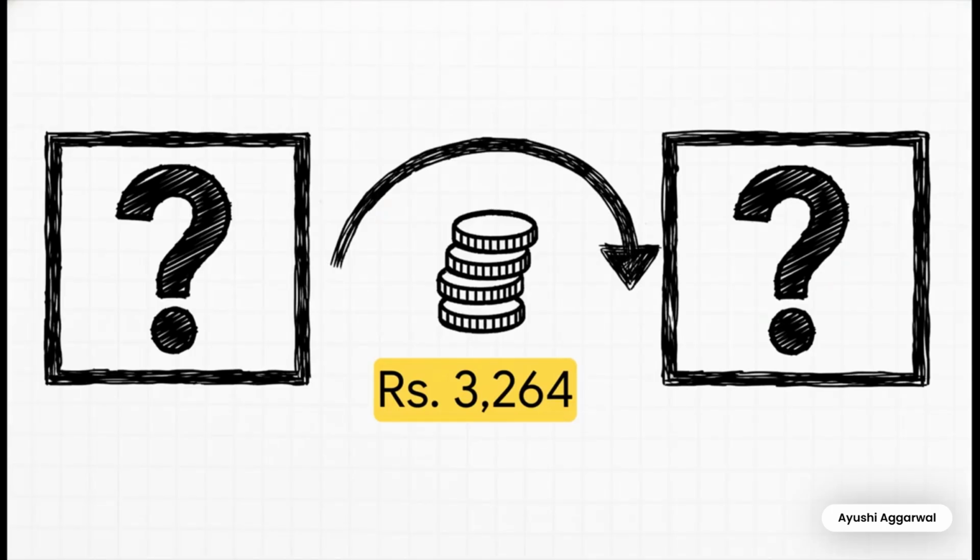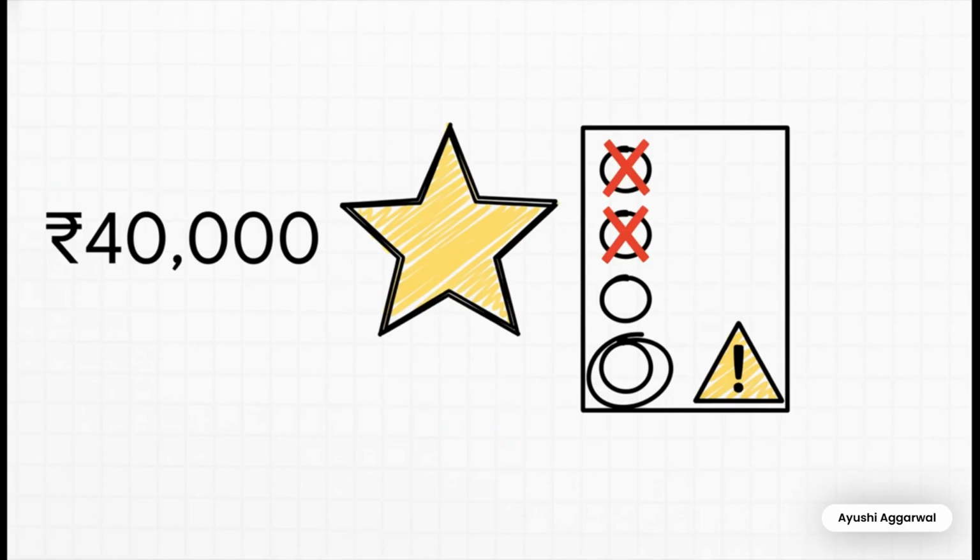Okay, let's look at one final and very common variation. This time, we aren't given the principal or the amount. Instead, we're given the actual value of the compound interest itself. Let's solve this one. 4% means 1 by 25. For 2 years, the P to A ratio becomes 625 to 676. The interest is the difference, which is 51 units. Now we're told that these 51 units are equal to 3,264 rupees. This gives us the value of 1 unit as 64 rupees. So our principal, 625 units, becomes 625 times 64, which is 40,000 rupees.